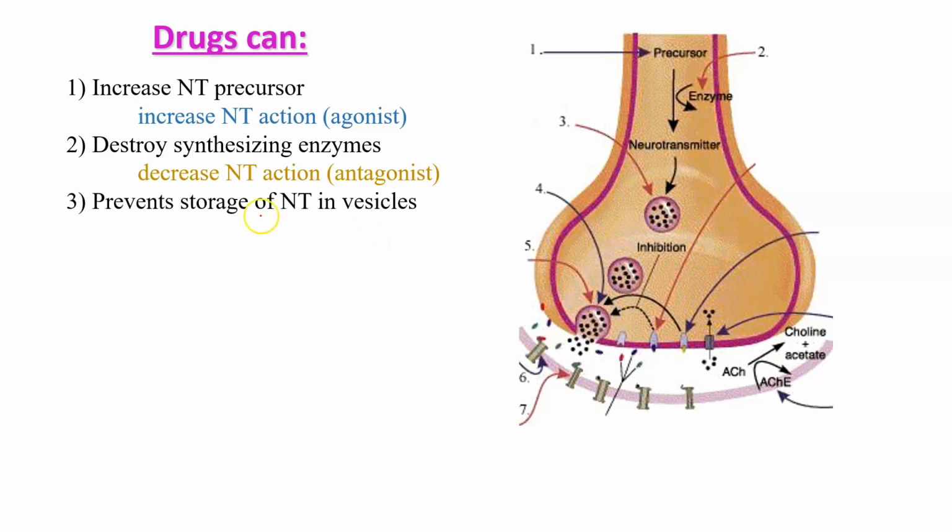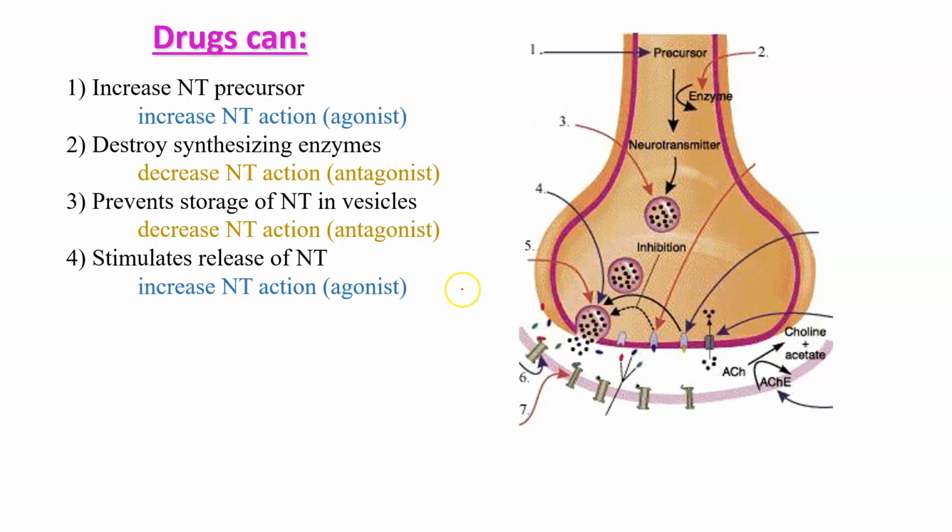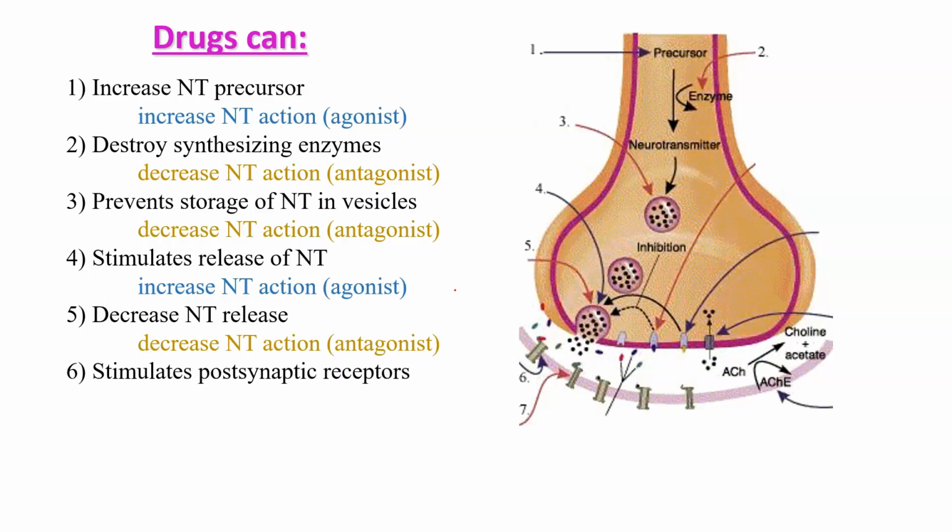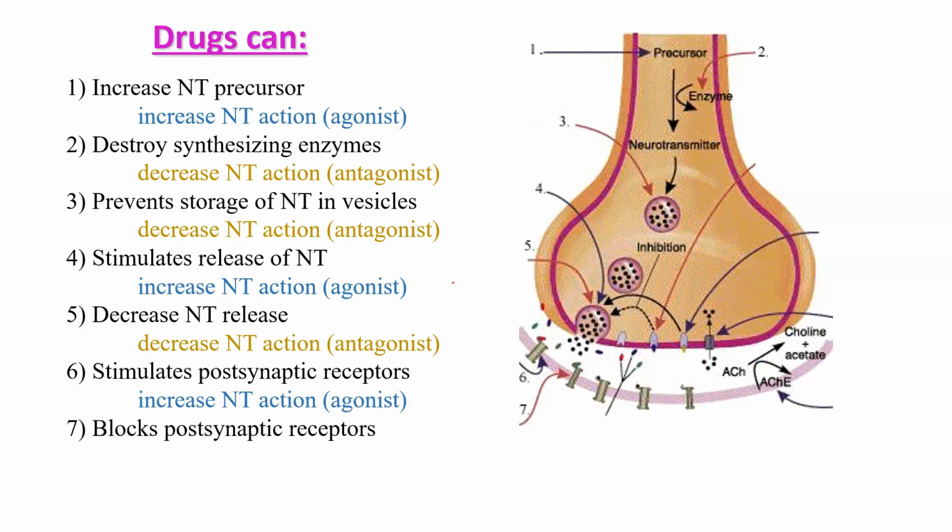If we prevented storage of the neurotransmitter in vesicles, which is the only way the neurotransmitter can be released, the drug would be an antagonist. If we stimulated the release of the neurotransmitter by enhancing exocytosis, more neurotransmitter would be released, and therefore that drug would be an agonist. If we decreased neurotransmitter release by blocking, let's say, voltage-gated calcium channels, blocking exocytosis, we would decrease neurotransmitter action. The drug would be an antagonist. If we stimulated or activated postsynaptic receptors with a drug, that drug would be an agonist. Conversely, if we blocked postsynaptic receptors, preventing the neurotransmitter from activating the receptor, the drug would be an antagonist.